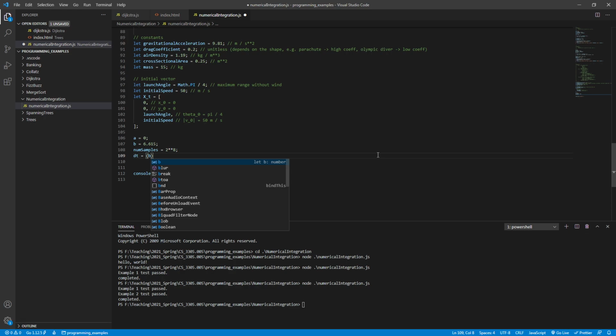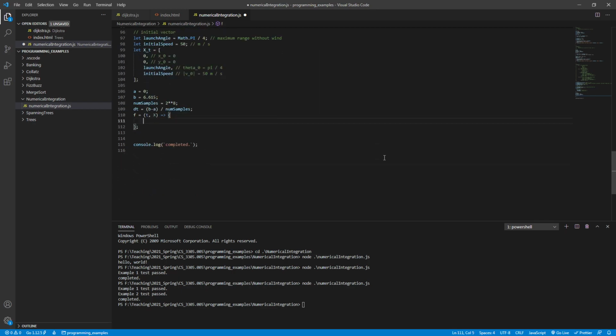Our step size, as usual, is the domain divided by the number of samples. And then our function itself. Okay, and so this is going to look a little weird, but it's the same as before. We just have a sampling function, which we're going to invoke.